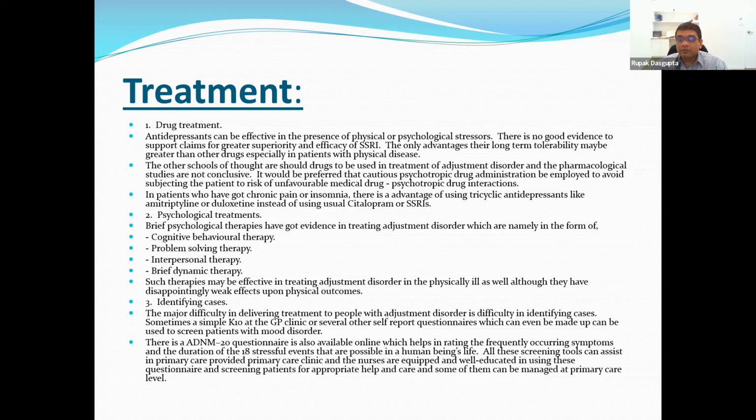And it's important. Education and training are the most important in identifying adjustment disorder. Most of these screening tools can be provided in a primary care clinic. Nurses can be equipped, they can be well educated, just as they do the Edinburgh postnatal depression scale. This is as simple as that.